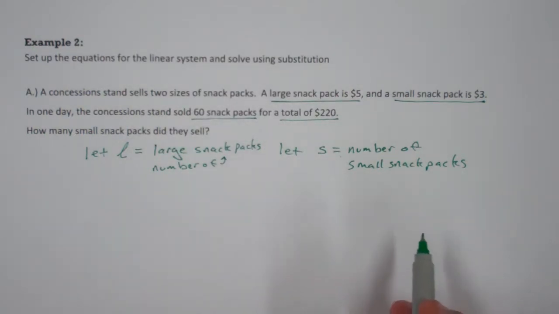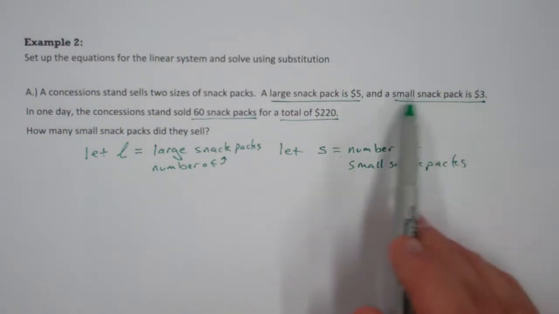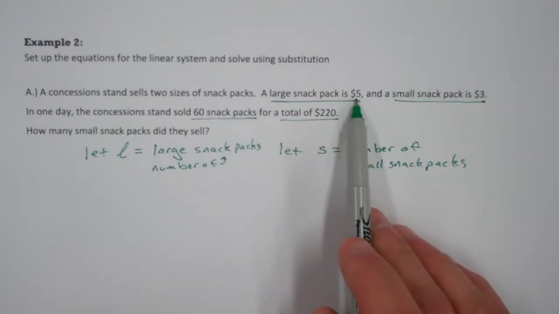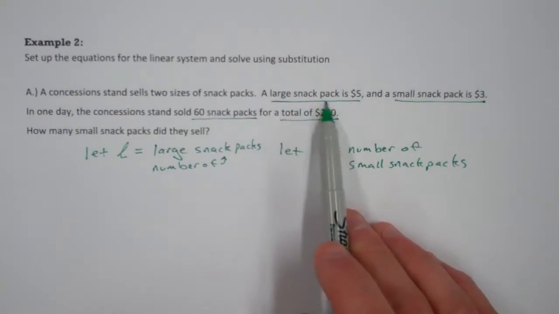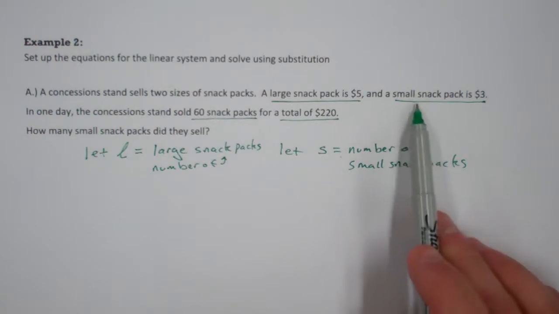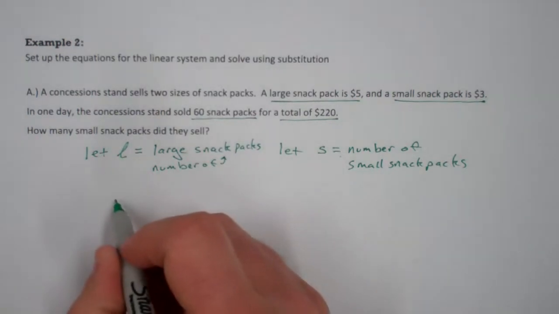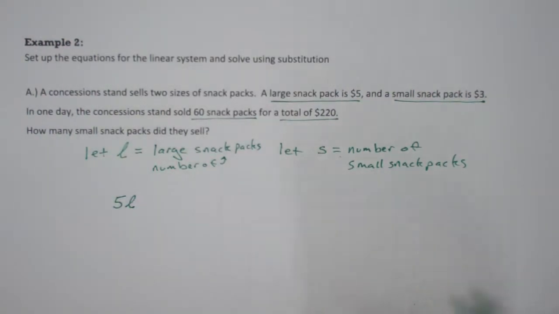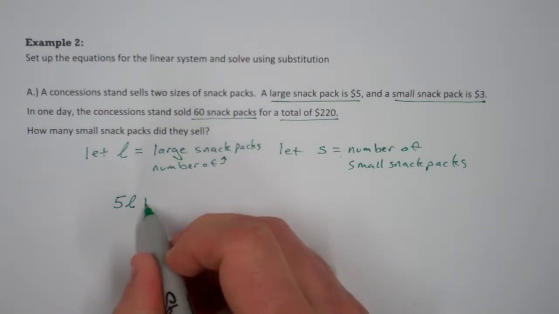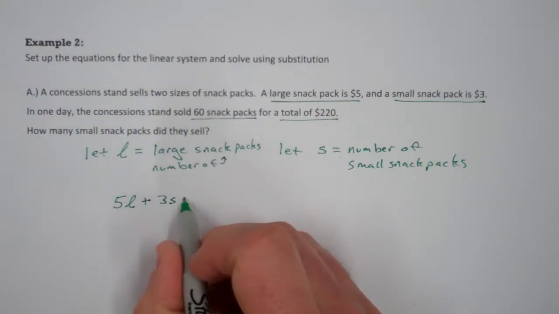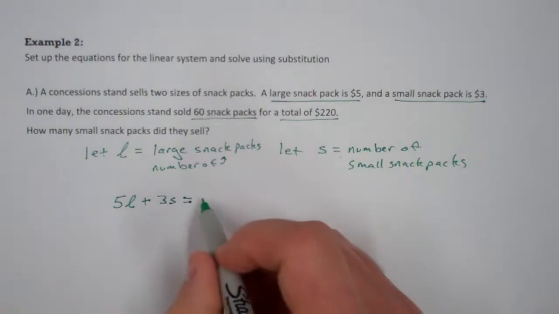We want to write some equations now. Let's use this information here. See the dollar signs? So we know that the large snack pack is 5. That's a rate. It's 5 for each snack pack. And then the small one is 3. So if we want the total amount of dollars for the large snack packs, that would be 5L. In other words, if you had 4 large snack packs, you just multiply 5 times 4 and that'd be 20 bucks. We also need to add in the small snack packs, which would be 3S. That has to be equal to 220.